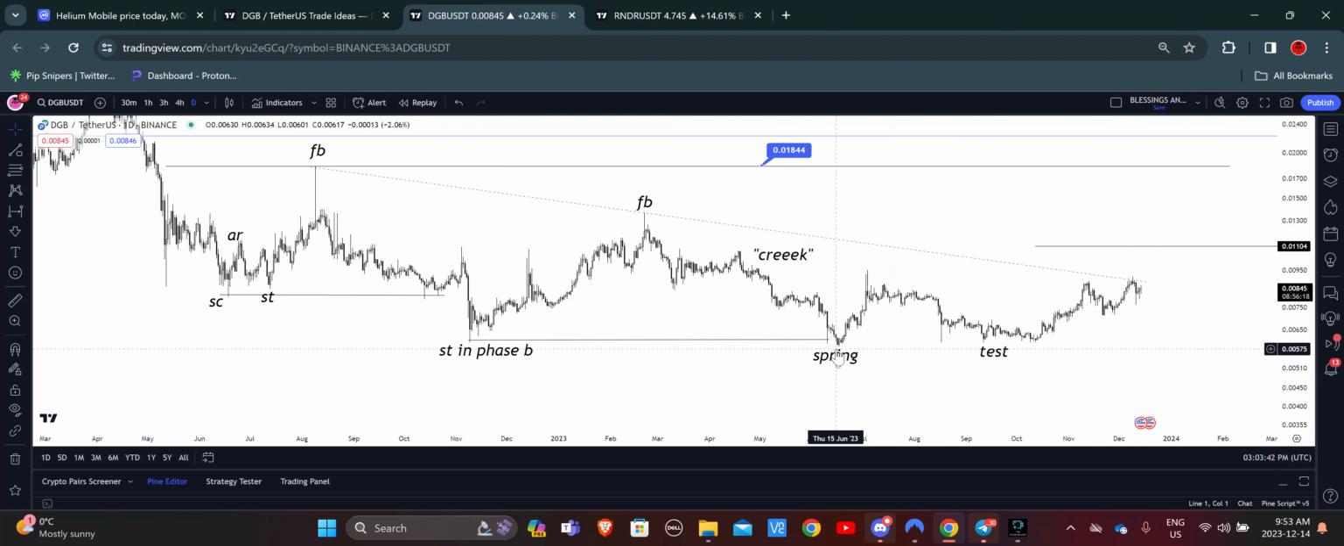buys up all the fear, comes back, makes an initial advance, and then a move back down for your test. So after your spring phase, you move up and then you come back down for your test. This over here would be the optimal entry. So because it would be more safe.